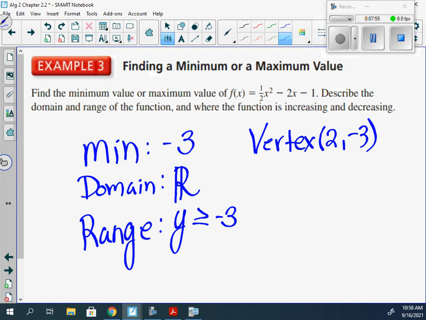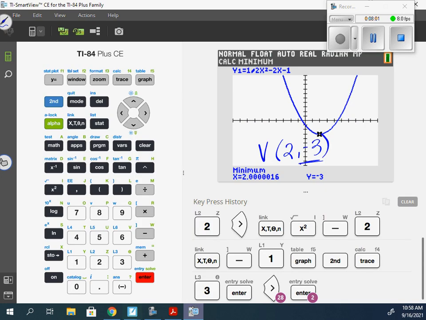Well, the only thing we have left is increasing and decreasing. So it's going to be easier to see this if we look at the graph itself. Now, we read a graph from left to right. We always start on the left and come to the right. So if I'm reading this graph coming from the left side, what is happening to the graph? It's going down, yes? So it is decreasing.